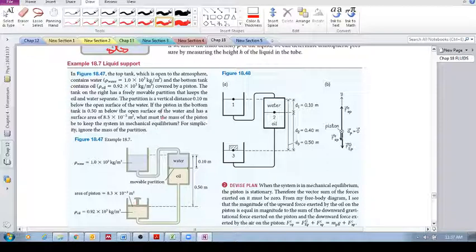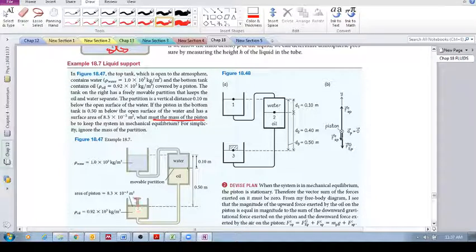Okay, if the piston in the bottom tank is 1/2 meter below the open surface of the water, and it has a surface area of 8.3 times 10 to the minus 3 meters squared, what must the mass be of the piston to keep this system in mechanical equilibrium?